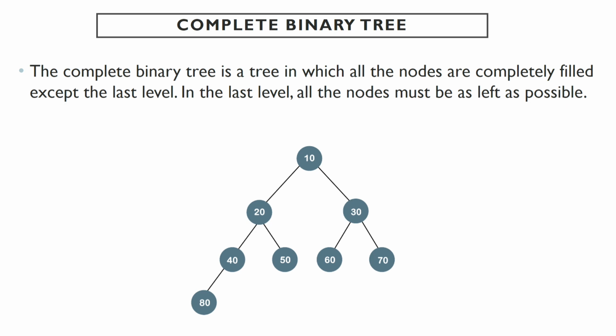Now, coming to the complete binary tree. The complete binary tree is a tree in which all the nodes are completely filled except the last level. In the last level, all the nodes must be as far left as possible. In a complete binary tree, the nodes should be added from the left. So let's look at this example: the above tree is a complete binary tree, because all the nodes are completely filled and all the nodes in the last level are added from the left first, right?